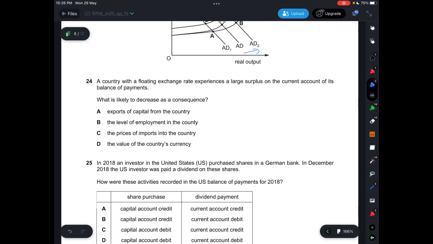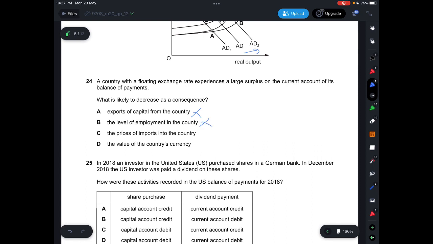Question 24. A country with a floating exchange rate experiences a large surplus on the current account of its balance of payments, and what is likely to decrease as a consequence? A surplus is basically when your inflow is more than your outflow. Looking at the four options, A says exports of capital from the country will decrease, which is not correct. B says the level of employment in the country will decrease, which is not likely to decrease.